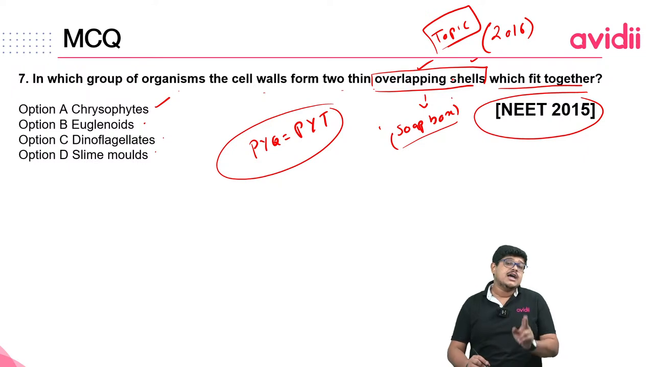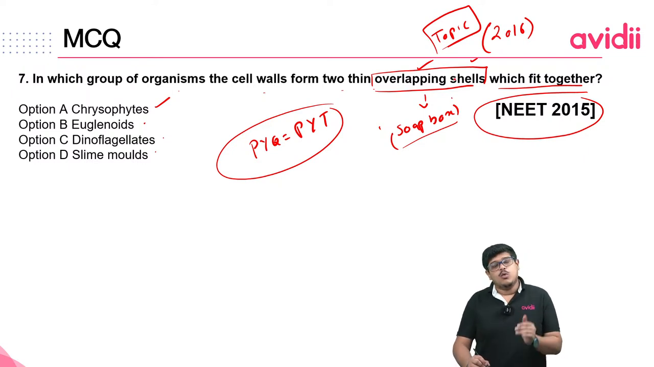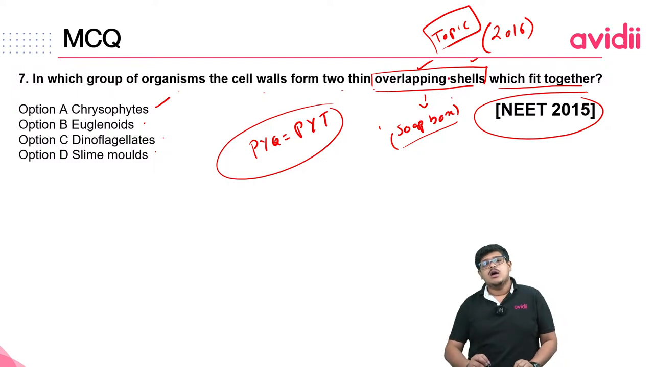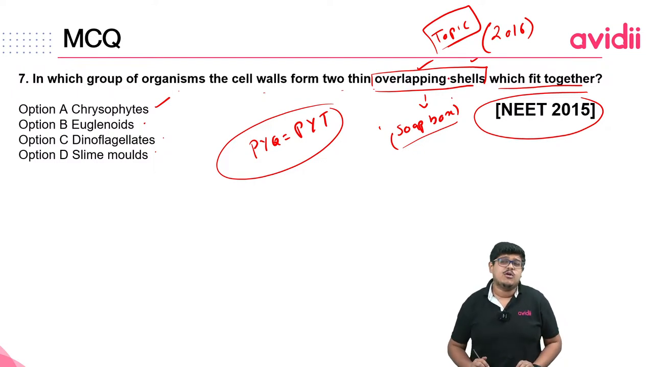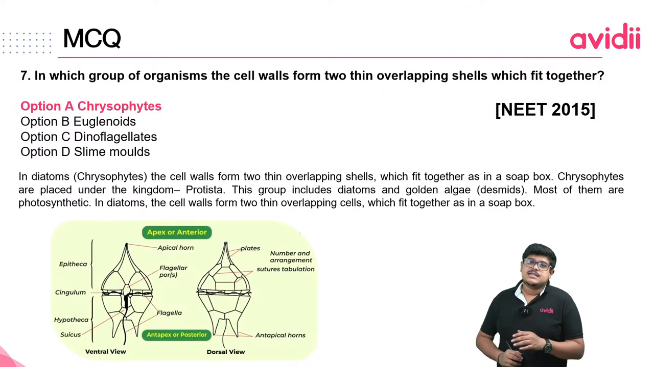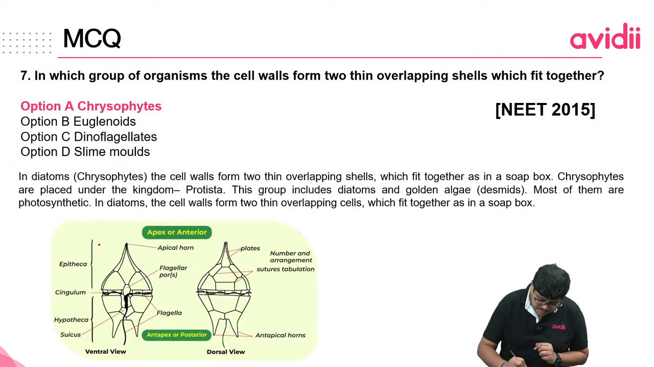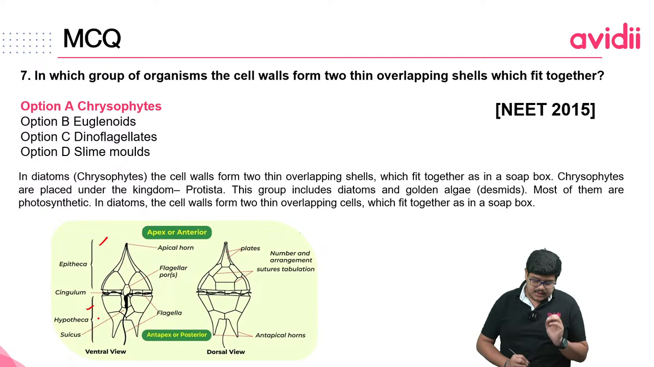So you need to have an idea in which species we are having this overlapping shell concept. The shell is indestructible, and when the organism dies, it falls to the base of the sea or makes a sea floor that ultimately forms your diatomaceous earth. So let's see. Yes, the answer is the chrysophyte. As we observe this part, the upper part is epitheca, the lower part is hypotheca. You can see there is one flagella here.